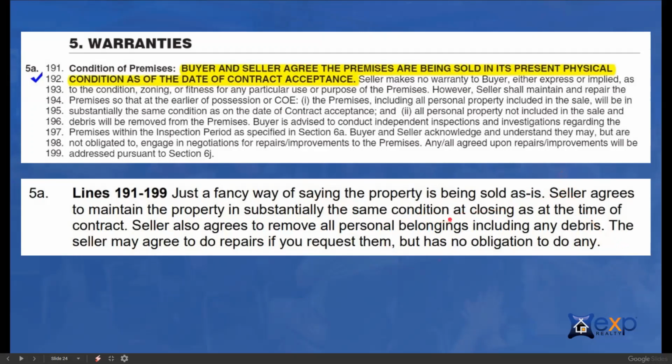I think there's a few people here that remember back in the day where there were warranties in a contract and the property was not sold as is. Anybody remember that?